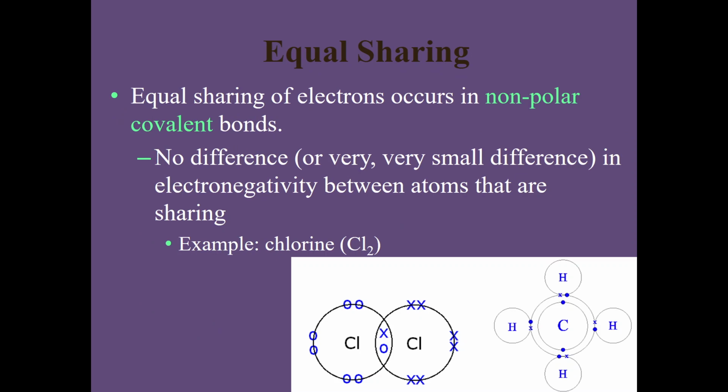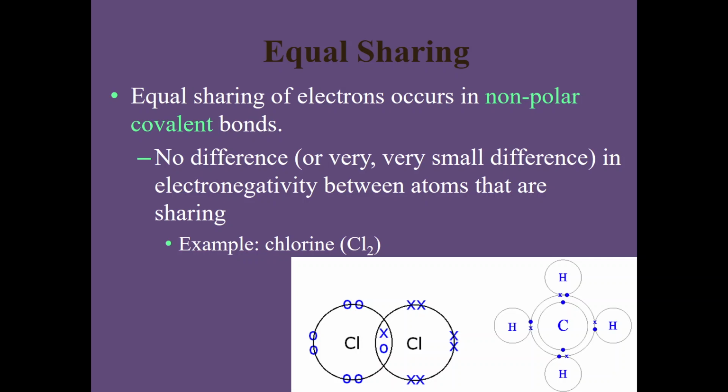Equal sharing of electrons occurs in nonpolar covalent bonds. There is no difference or very, very little difference in the electronegativity between the atoms that are sharing. Example, Cl2. Also CH4, this is actually carbon, CH4, methane. If the electronegativities are close enough to each other, it's going to be nonpolar.